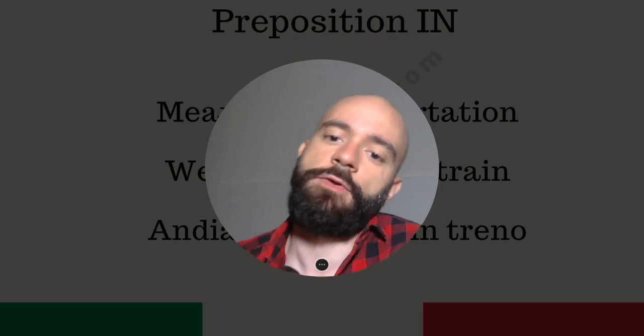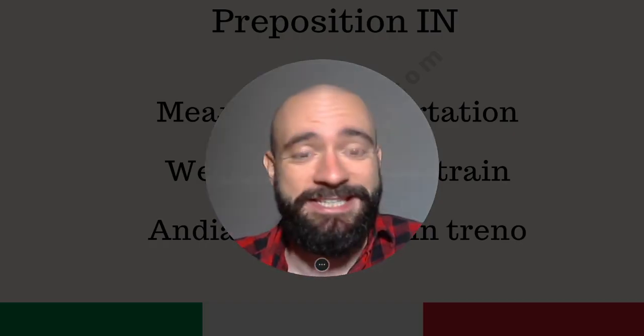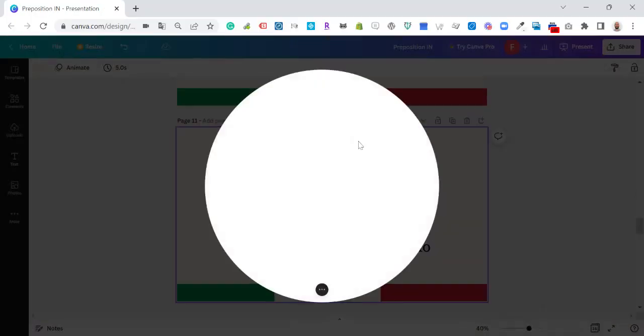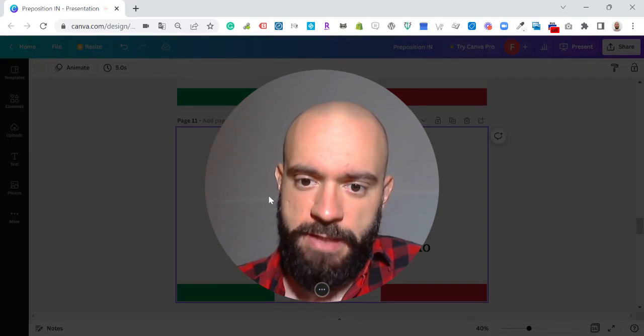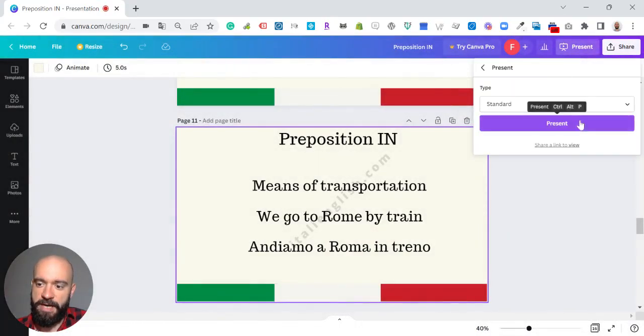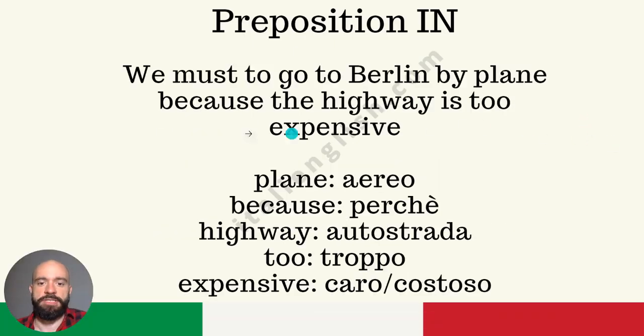Okay, so just to give you an overview of different means of transportation, and this was a listening and writing exercise on the fly. Now, let's carry on with the next slide, in which I ask you to translate this one. We must go to Berlin by plane because the highway is too expensive.